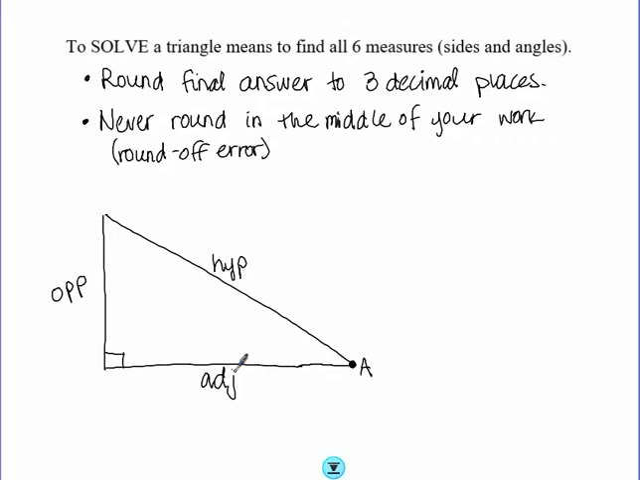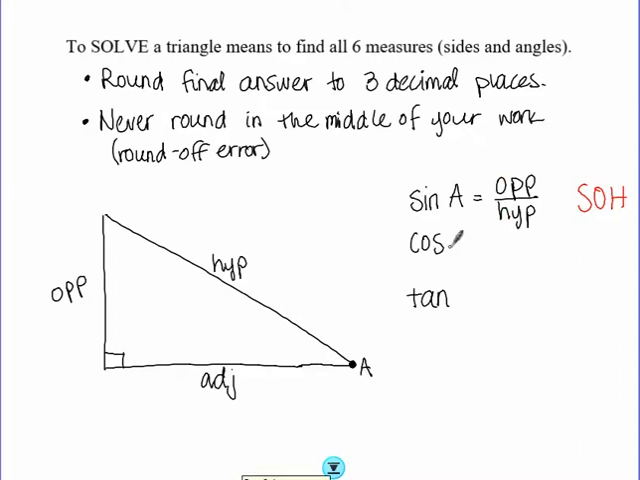Now, hopefully you remember SOHCAHTOA from geometry. This helps us remember the 3 trig functions: sine, cosine, and tangent. So if I want to find sine of angle A, that will be opposite over hypotenuse. And we can remember that by SO, sine, opposite, hypotenuse.